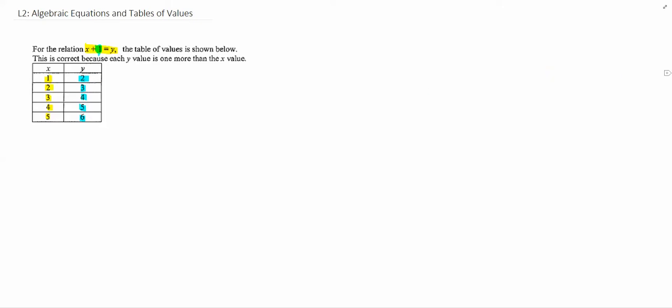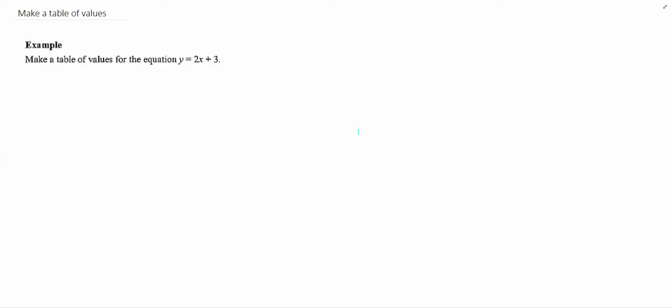So let's use that understanding of how tables of values and equations work to create a table of values. So we have this equation y is equal to 2x plus 3. So we set up our table of values and draw a nice straight line there. We have x and y. So we choose some values for the x, usually 3, 4 or so. So let's do 0, 1, 2, 3, and 4.